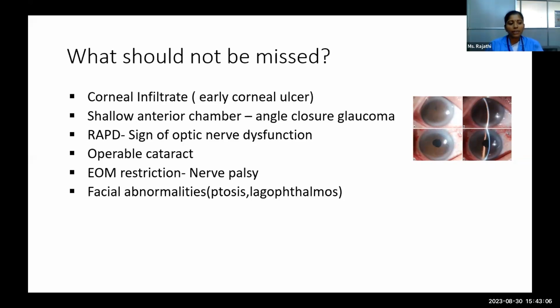And also we have to check whether RAPD is there or not, because RAPD is an important sign of optic nerve dysfunction. And operable cataract, immature cataract, grade of cataract, NS1 nuclear sclerosis levels, we have to check. And extraocular muscles, whether any nerve palsy is there or not, and facial abnormalities also we have to check. These things should not be missed.